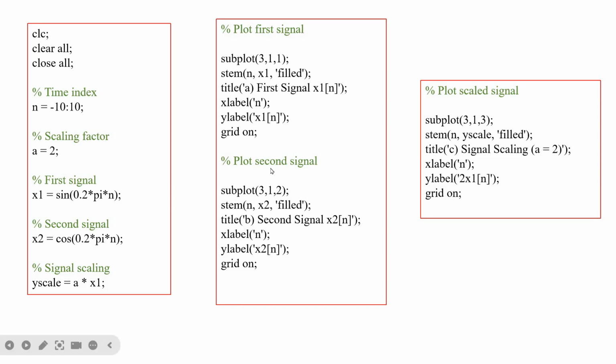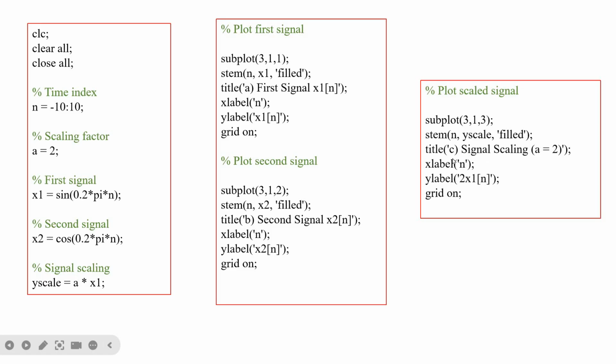Next, similarly, we go for creating the second subplot. It will select the second subplot for plotting the cosine signal. Then we go for plotting the third subplot, where it will display the scaled version. Subplot 3 comma 1 comma 3, that is 3 rows, first column, and third subplot. Again the same, we are using subplot 3 comma 1 comma 3, stem.